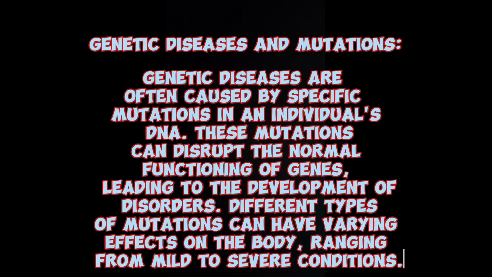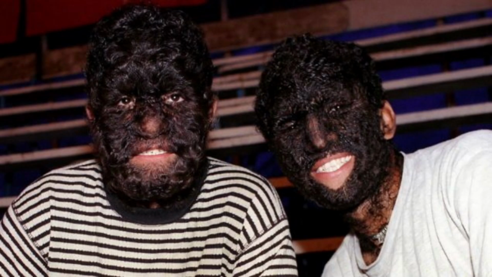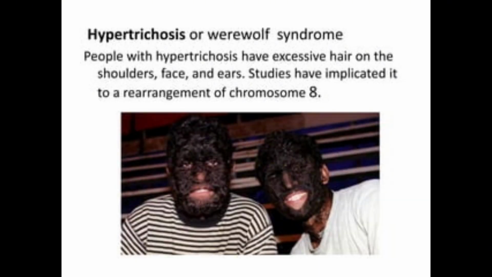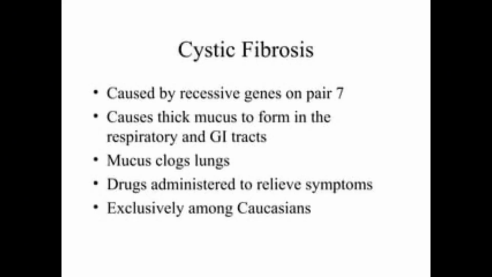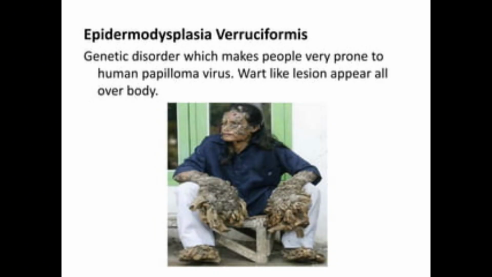Genetic diseases are often caused by specific mutations in an individual's DNA. This mutation can disrupt the normal functioning of genes, leading to the development of disorders. Different types of mutations can have varying effects on the body, ranging from mild to severe conditions. Some mutations can directly alter the structure or function of a protein, affecting its ability to carry out its normal role in the body. This can result in metabolic disorders such as phenylketonuria or cystic fibrosis, where the body is unable to properly process certain substances.